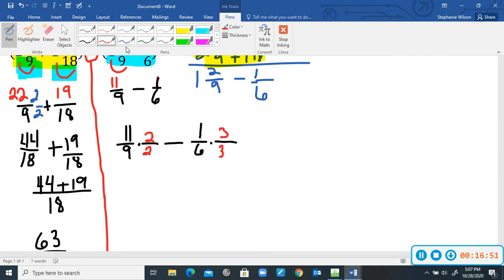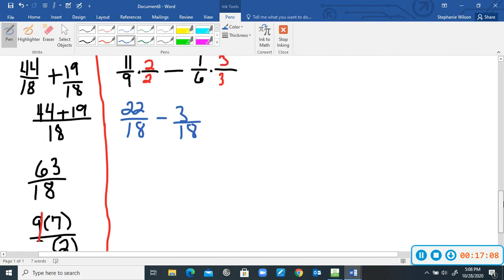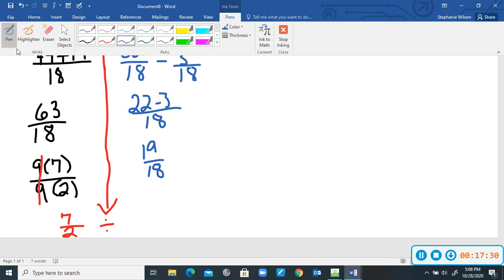Now let's go ahead and clean this up. 11 times 2 is 22. 9 times 2 is 18. Bring down the minus. 1 times 3 is 3. 6 times 3 is 18. And now that my denominators are the same, I got 18 on bottom and 22 minus 3. And then my 22 minus 3 gives me 19 over 18. And this won't reduce. If it would, I would reduce it down. So let me add a new page right quick.